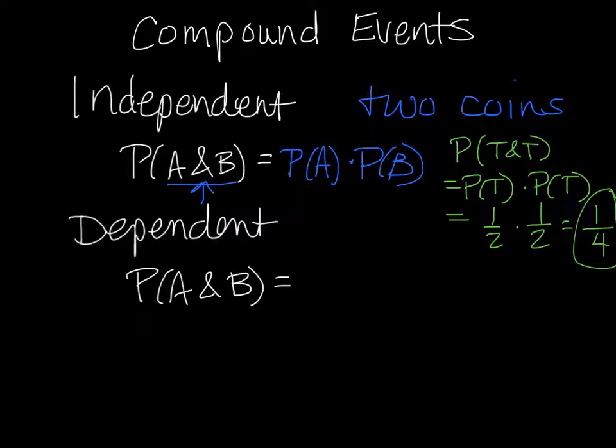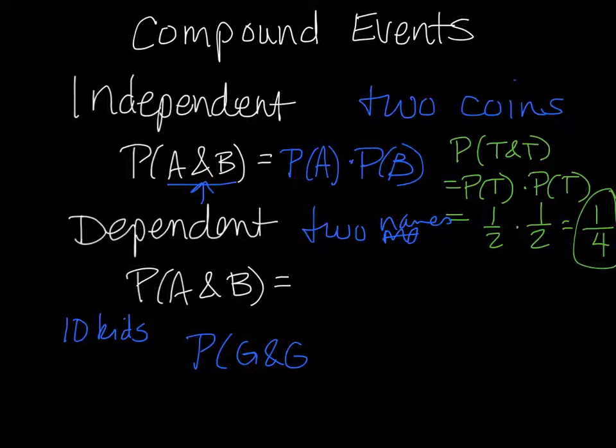Now, if we go to the dependent event, that's where we're talking about two names out of the hat. When we're looking at two names out of a hat, we're keeping the names out. So I draw that first name. Now that name's out of there, and I draw another name, and the probability for that has changed. For example, let's say that there's 10 kids in a class. I want to know the probability that the first one's a girl and the second one's a girl. Now let's just say that there are 6 girls and 4 boys.